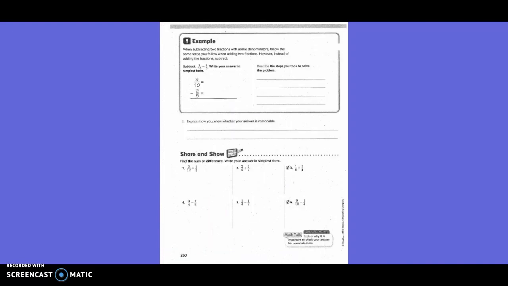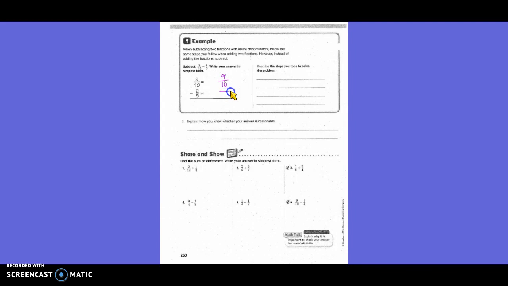Example, when subtracting two fractions with unlike denominators, follow the same steps you follow when adding two fractions. However, instead of adding the fractions, subtract. So they want 9/10 minus 2/5. Are we going to have to change both of those? No, just one of them. What's going to be our new denominator? Tenths, right? So we don't have to change the first one, so we can go ahead and write 9/10.